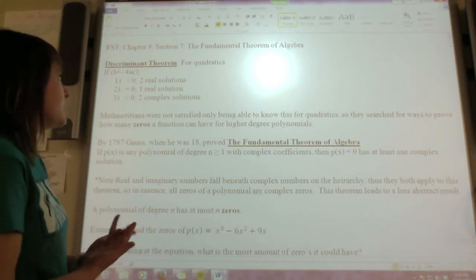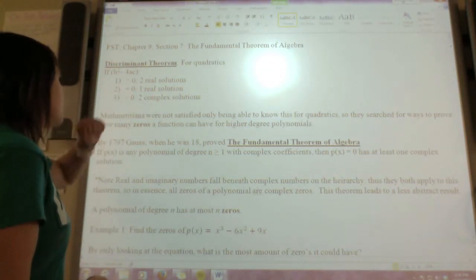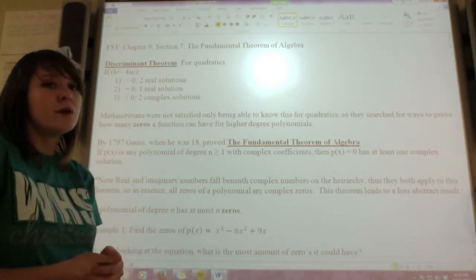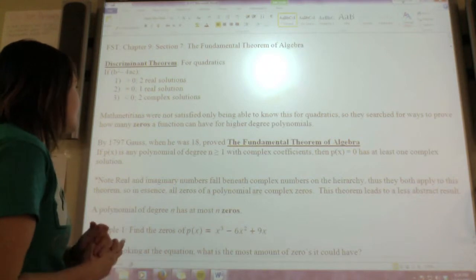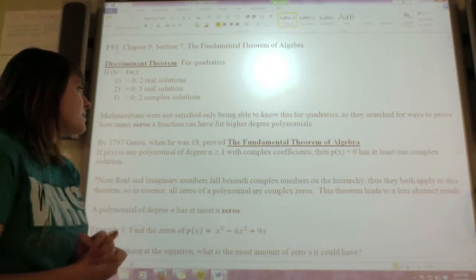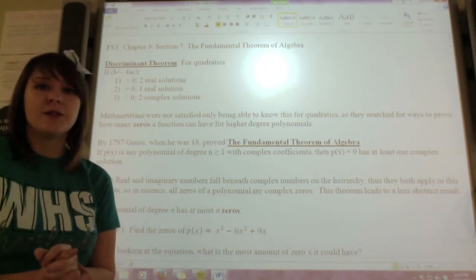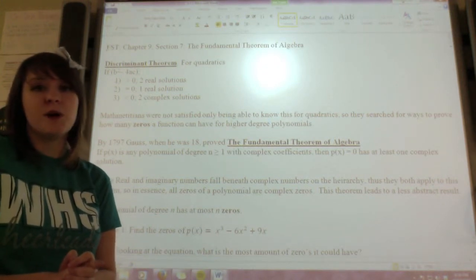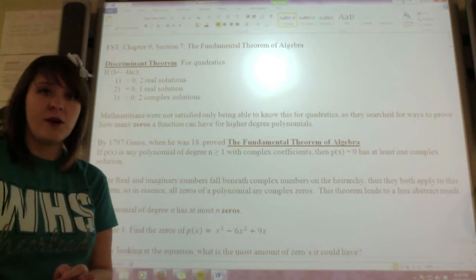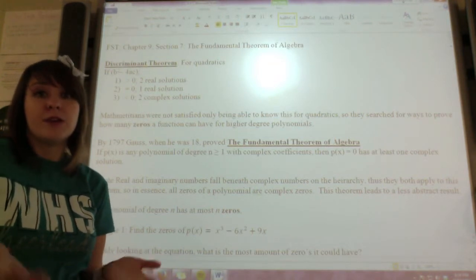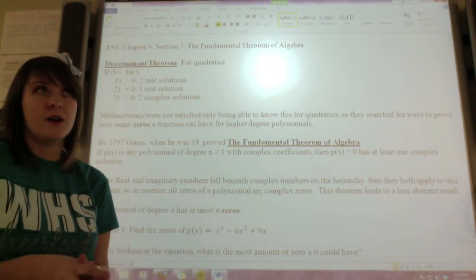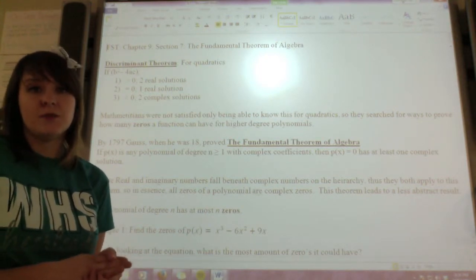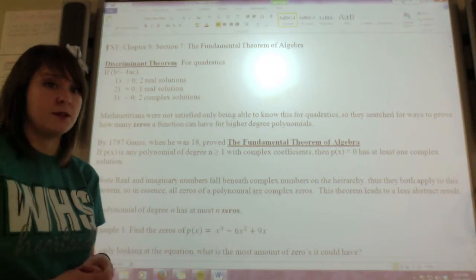Basically what that says is when your discriminant is a positive number, then we'll have two real solutions. When your discriminant equals 0, you'll have one real solution. And when your discriminant is a negative number, that gives you two complex solutions. And we know that's true because our discriminant is just b squared minus 4ac, which is the part that's underneath the radical sign in your quadratic formula. So if you have a negative number underneath your radical sign, then that's just going to give you an imaginary number, which is why you have two complex solutions.